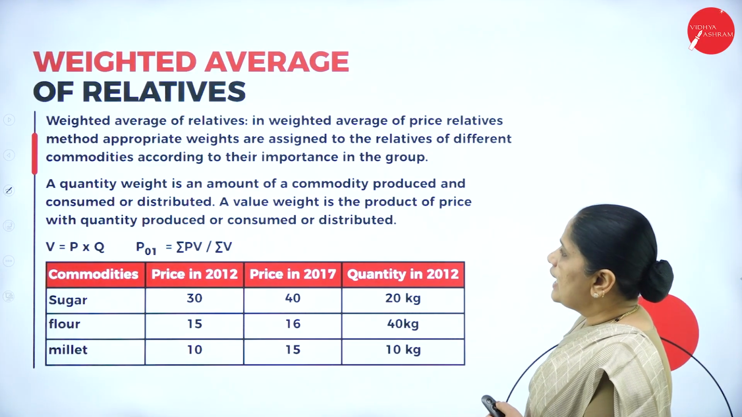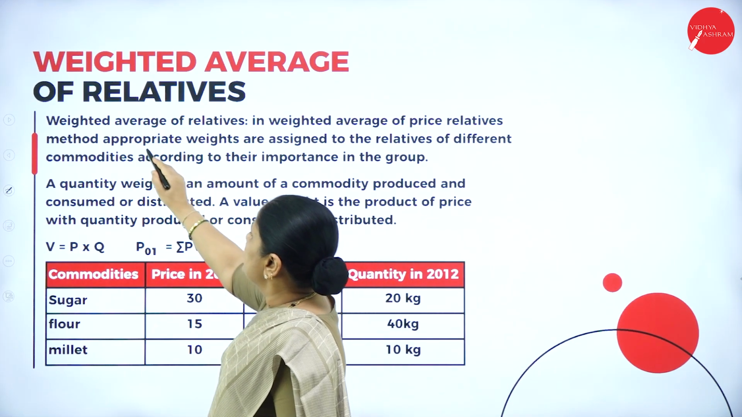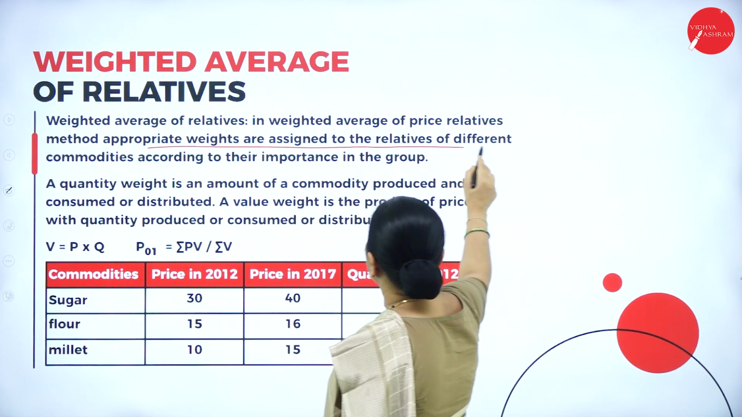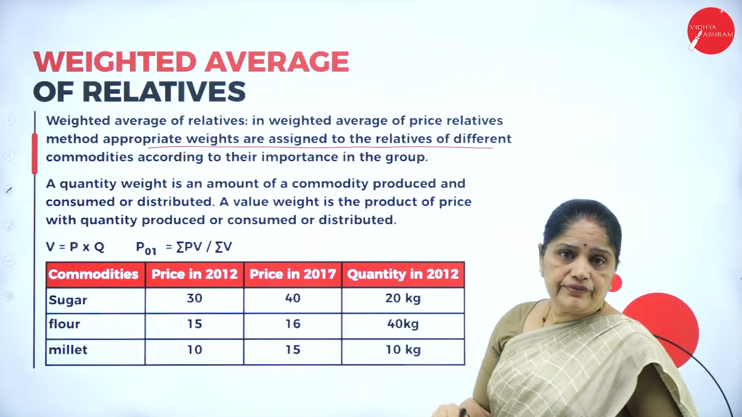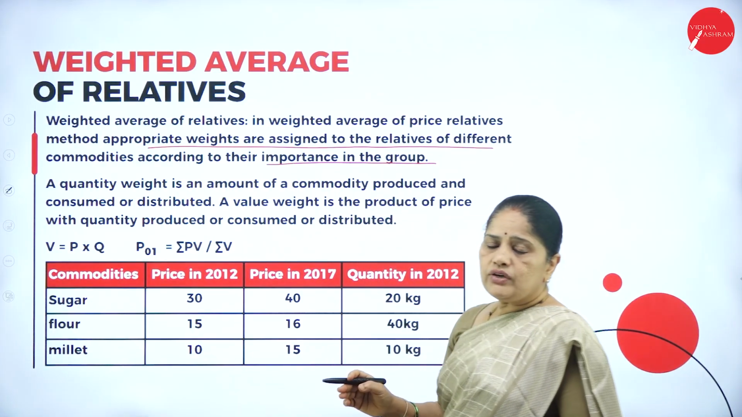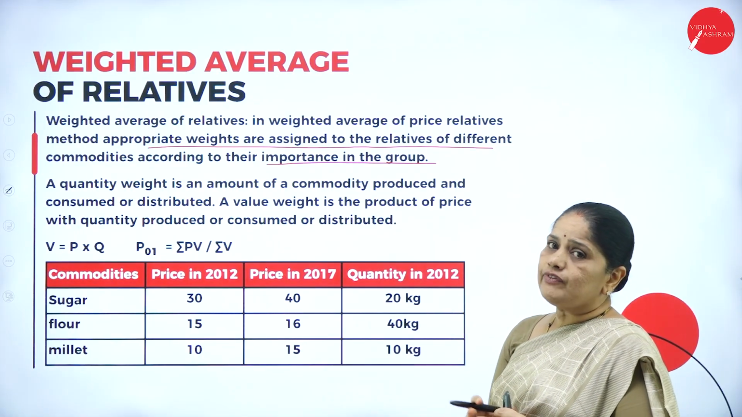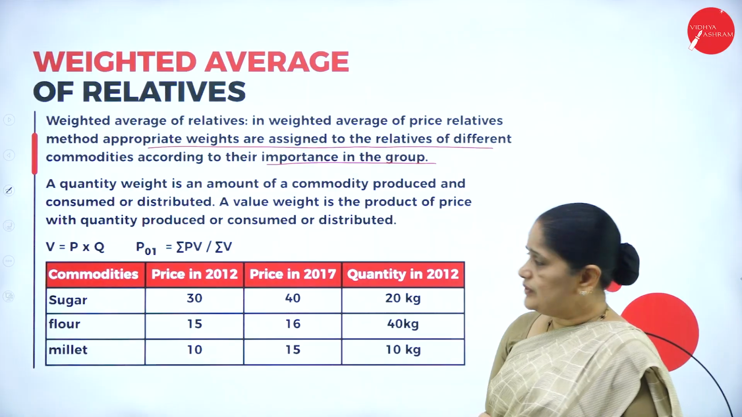Now, weighted average of price relatives. In the weighted average of price relatives method, appropriate weights are assigned to the relatives of different commodities according to their importance in the group. So when we assign the weights to the important commodities, we call it the weighted average of the relatives.